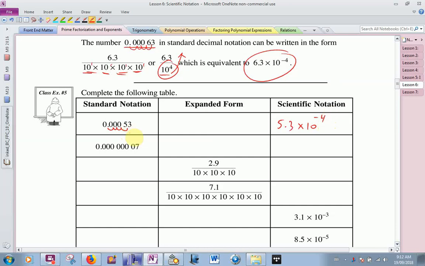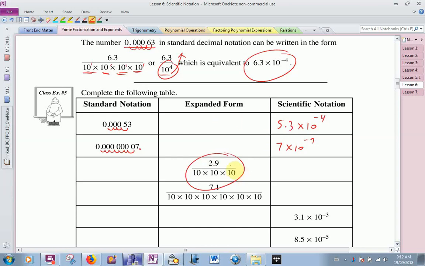Okay? So this, I want the decimal here, after the 7. How many spots do I got to go in the negative direction? 1, 2, 3, 4, 5, 6, 7. Okay? And then that's the same as, you know, dividing by 10 7 times, okay?